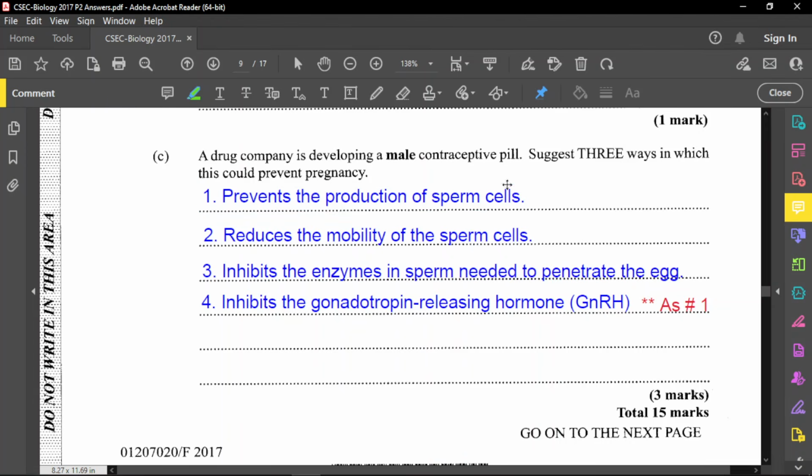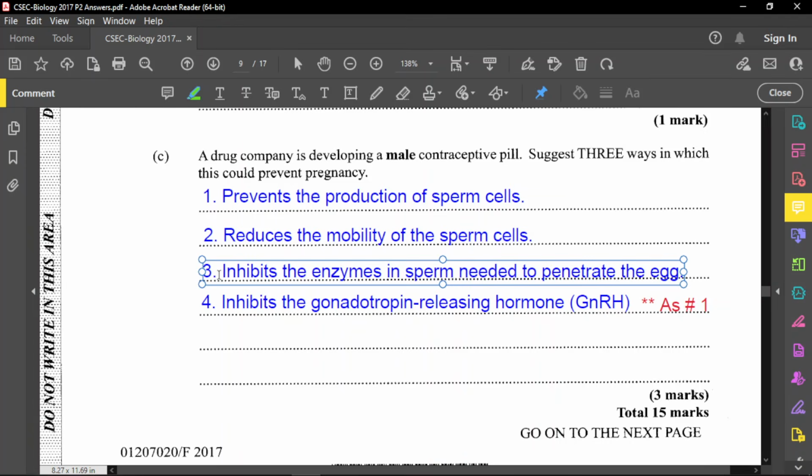Again, you can expand on these points. The hormones in the pill could inhibit testosterone, preventing sperm production. Also, the chemicals or hormones present inside the pills could work in such a way as to reduce the mobility of the sperm cells. Because if the sperm cells can't swim properly, or swim backwards, then they can't reach up into the fallopian tube to cause fertilization of the egg.